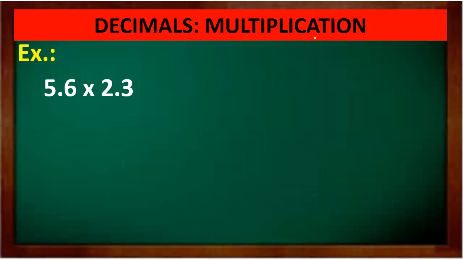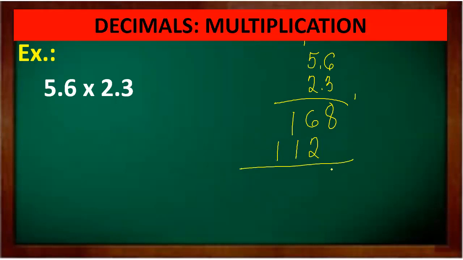Example dito, meron tayong 5.6 times 2.3. So, sabi sa rule natin, you have to multiply it as if it's a whole number. So, i-align natin sila. So, 3 times 6, that is actually 18. You carry 1. 3 times 5, that is 15 plus 1 is 16. 6 times 2, that is 12. Carry 1. 2 times 5 is 10 plus 1, that is 11. Now, let us add. 8 plus 0 is 8. 6 plus 2 is 8. 1 plus 1 is 2.